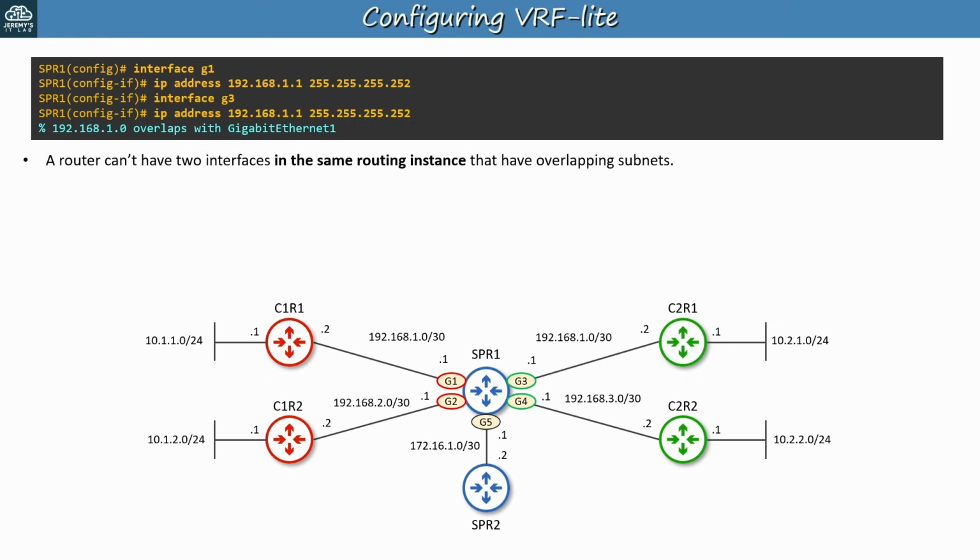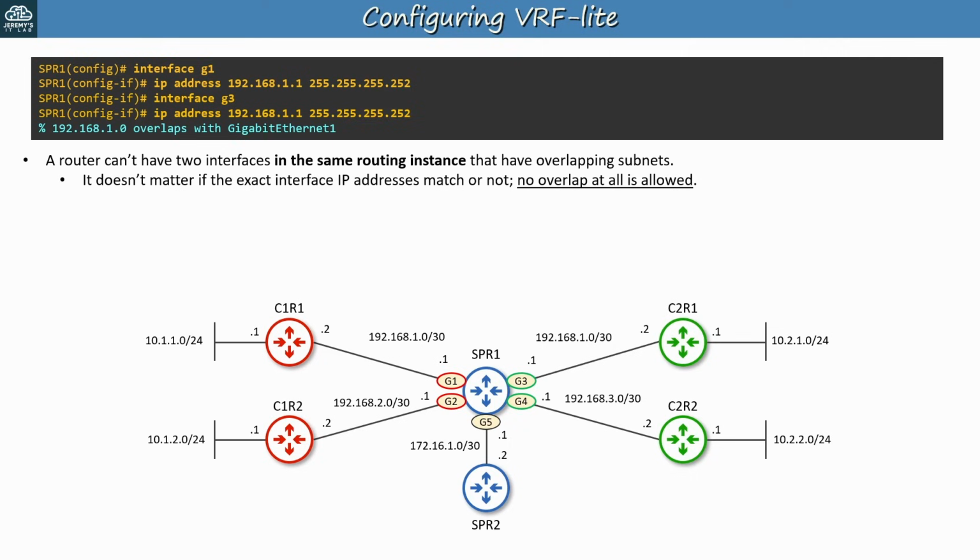A router can't have two interfaces in the same routing instance that have overlapping subnets. In this case, SPR1 G1 and G3 have the exact same subnet. In fact, they have the exact same IP address. That's not allowed, so G3's IP address command was rejected. But it doesn't matter if the exact interface IP addresses match or not. No overlap between the subnets at all is allowed.